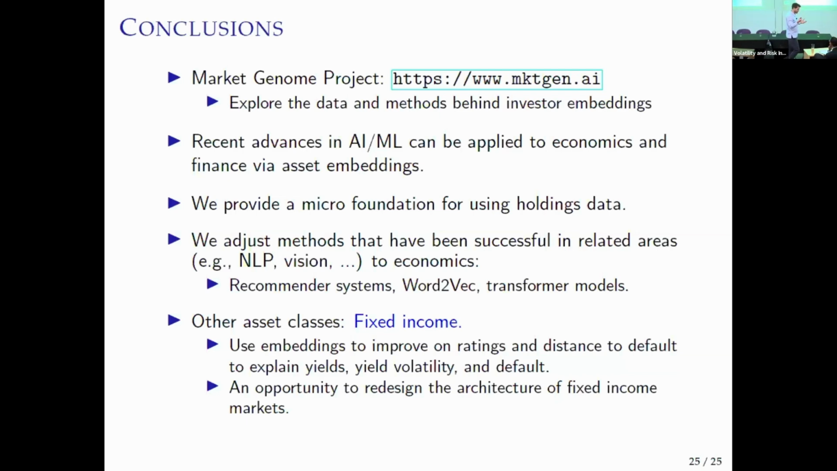So this information that we learn from investor portfolios can allow us to better understand the characteristics that matter for prices. In the paper, we have a micro foundation for why holdings data is natural. I showed how to adjust the methods from the natural language processing literature to apply to quantitative portfolio holdings data. We have another paper on fixed income that does the same thing with fixed income instead of equities.